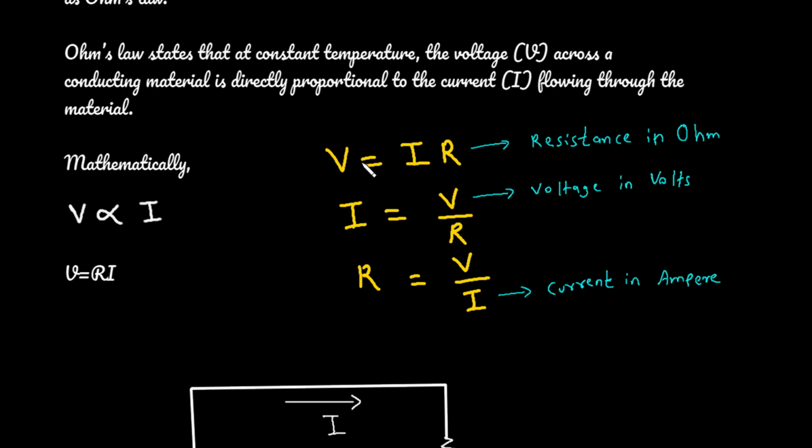Now here Ohm's law is V is equal to I into R, where R is the resistance and it is constant. So R is the resistance in ohm. We can rewrite this as I is equal to V by R, where V is the voltage in volts. Again, we can rewrite this as R is equal to V by I, where I is the current in ampere.